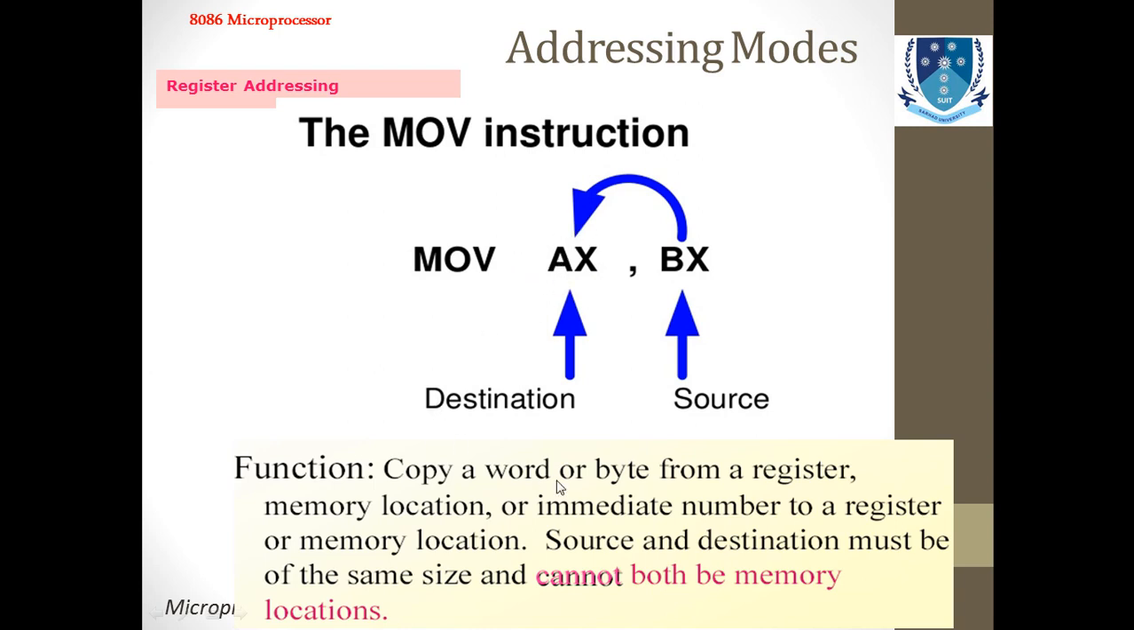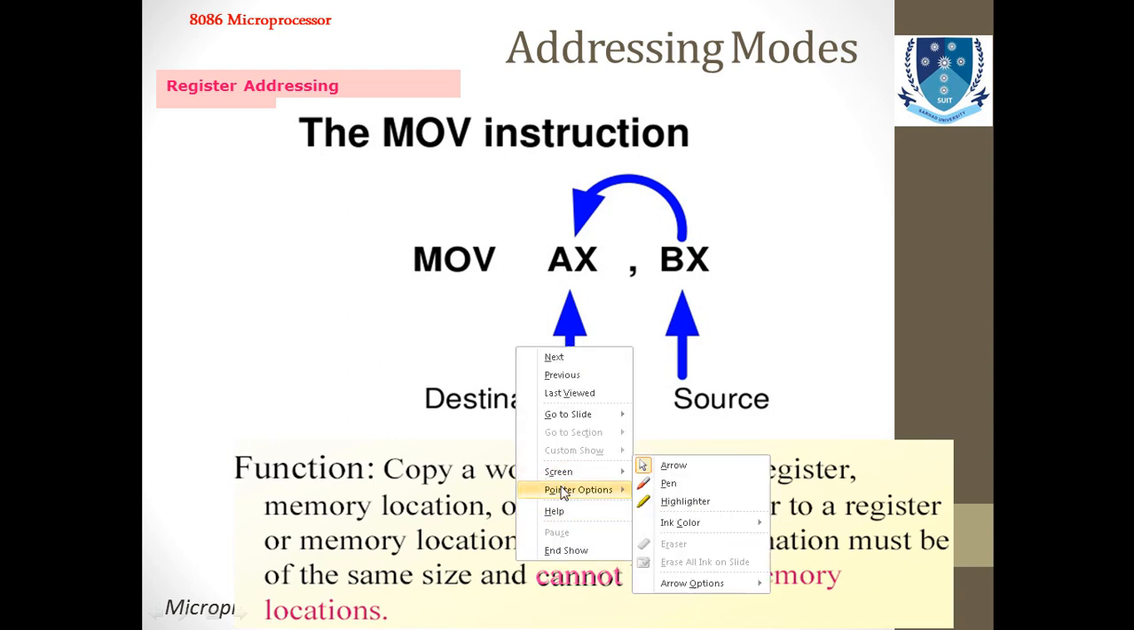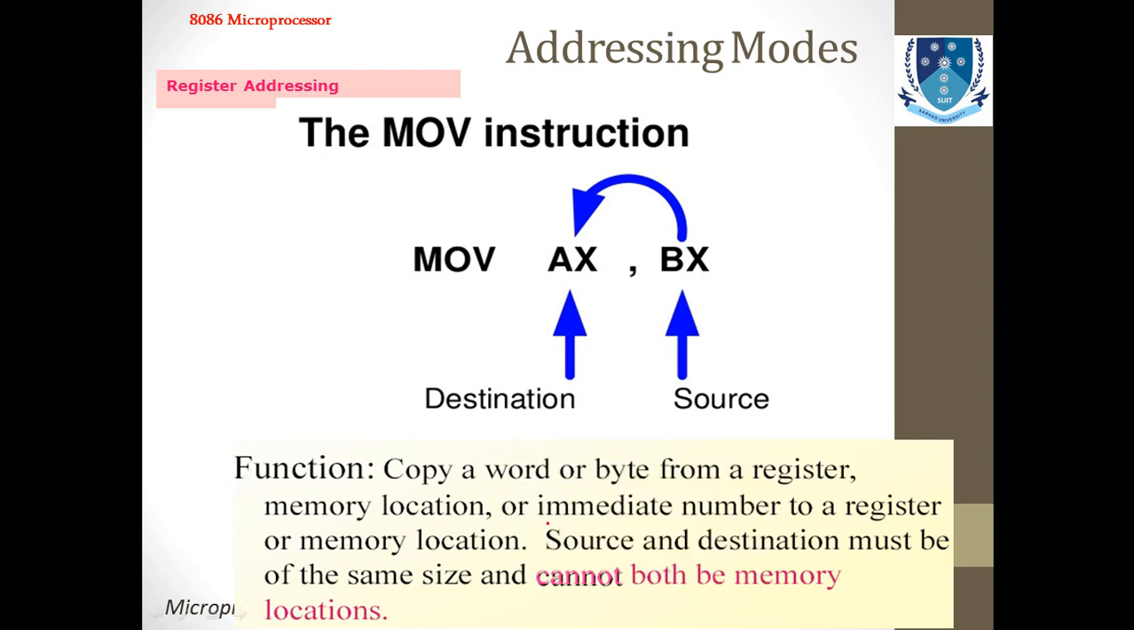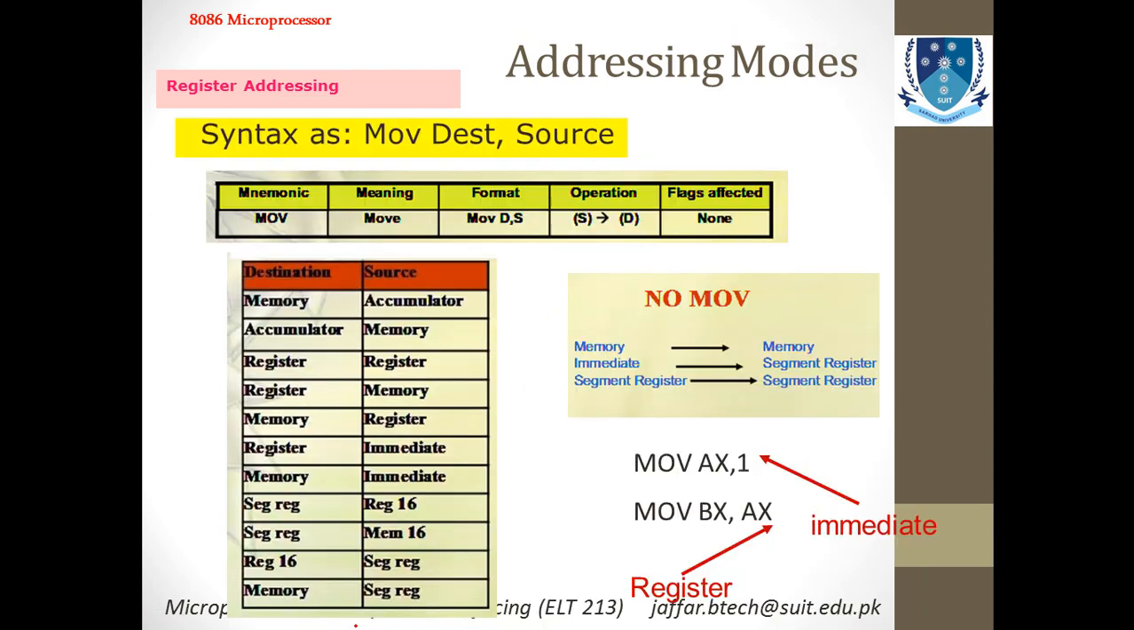And you know that this destination cannot be an immediate value, and you know that both cannot have different sizes as well. We have discussed this point in the previous two lectures, what this line means: source and destination must be of the same size, and it cannot be from both memory locations, because that will create a collision. And I have discussed very clearly in the class what this statement means.